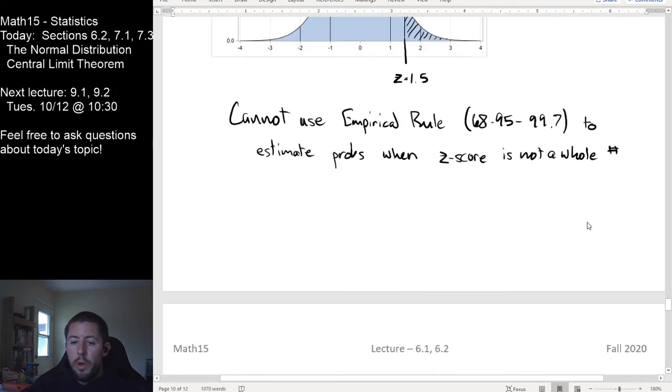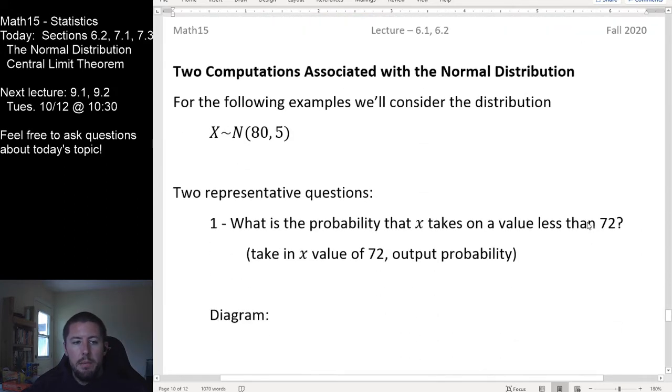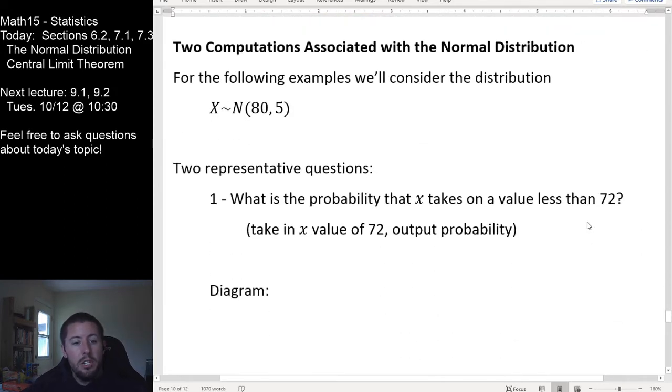And so what we need to be able to do is compute probabilities associated with the normal distribution when we do not have a whole number of standard deviations associated with that probability. So what we're going to do today is we're going to start with the wrap up to section 6.2, which is looking at using technology to compute some of these probabilities. I'm going to show you guys how to do this in Excel.